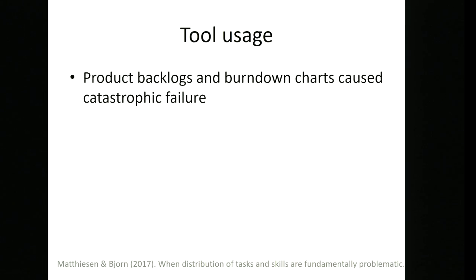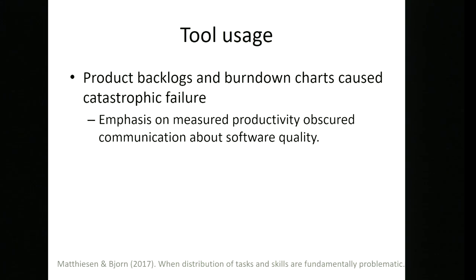Okay, so why on earth would this have happened? Some of you may be able to reflect on your own experience within the project as to why this might have caused the problem. So in this particular study, and this was done in industry as well, which is why I particularly love it, like this actually happened, what they found was that the emphasis on measured productivity obscured communication about software quality.